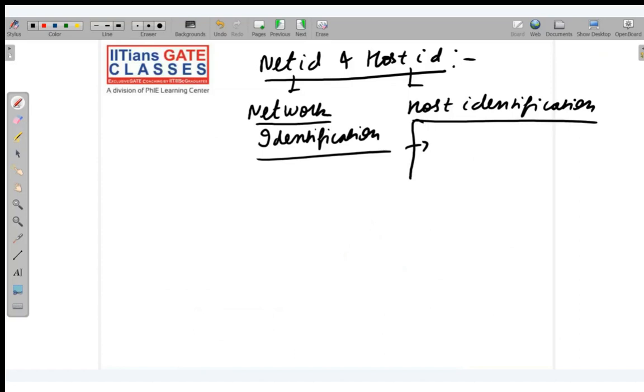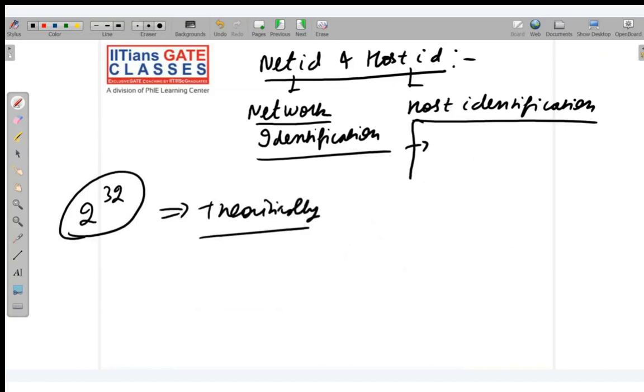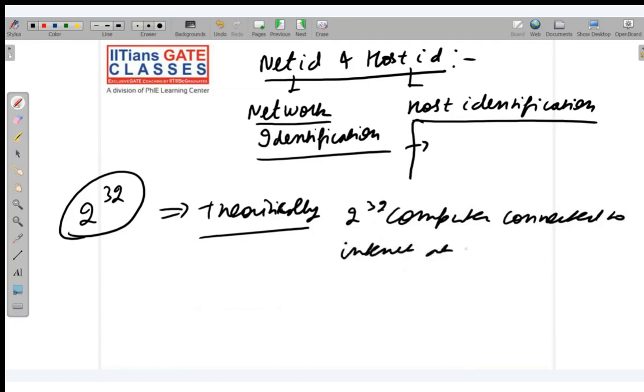Okay. And now imagine, see, the total number of IP addresses possible is 2 power 32. So theoretically, let me write it properly. Theoretically saying, actually the number is very less. I will tell you why the number is less, but I am telling you theoretically. Theoretically, we can have 2 power 32 computers connected to internet at a time. Actually, sorry, we should say the number is quite big, rather it is very high. It is more than 2 power 32.